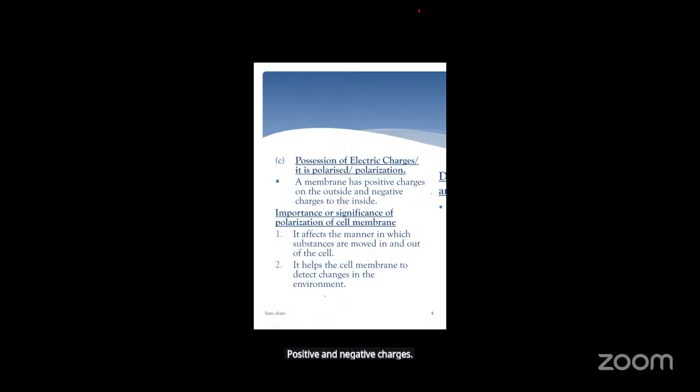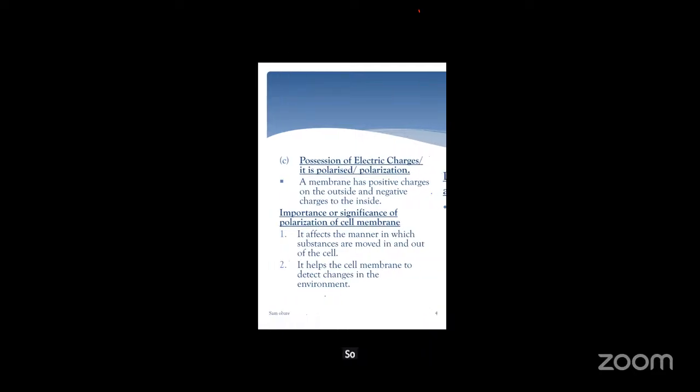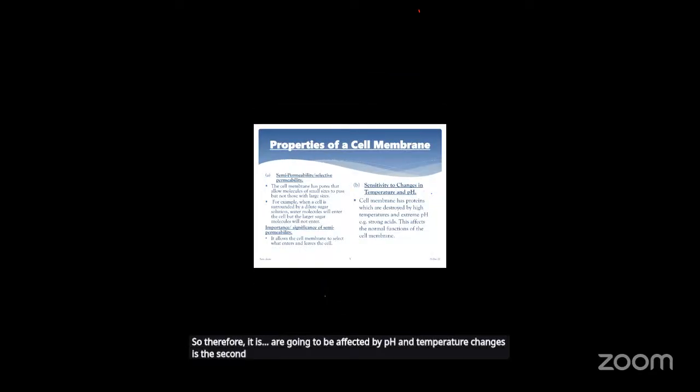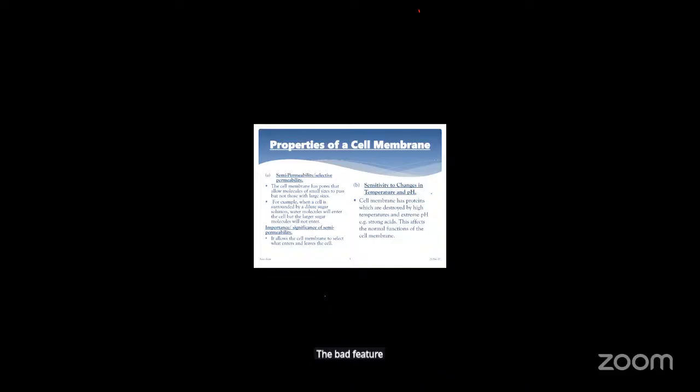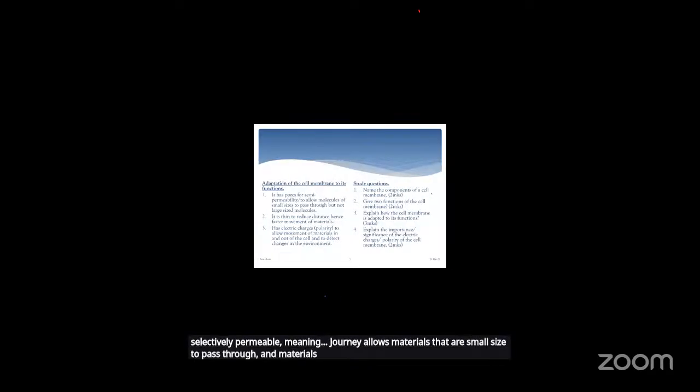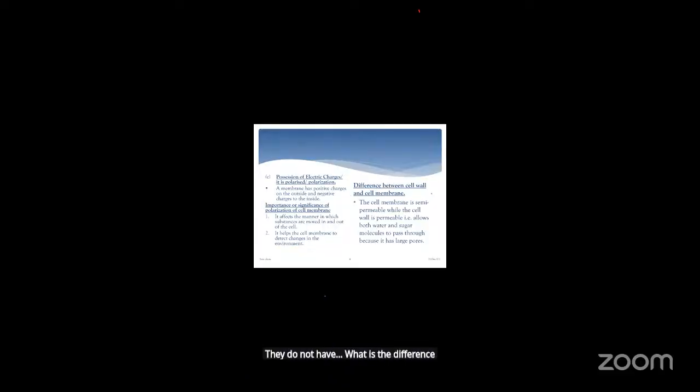Then you will say it is sensitive to temperature and pH changes. What does that mean? It is going to be affected by extreme temperatures, or it is also going to be affected by extreme pH like acidity. So therefore, it is going to be affected by pH and temperature changes is the second feature. The third feature is every cell membrane is semi-permeable or selectively permeable, meaning it only allows materials that are small sized to pass through, and materials that are large sized, they do not pass. What is the difference between a cell wall and a cell membrane?